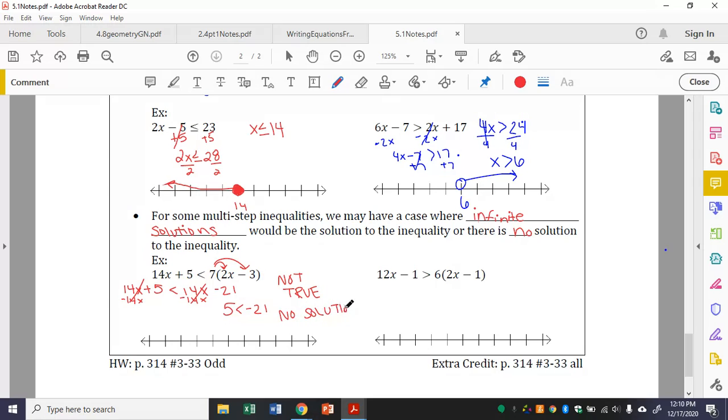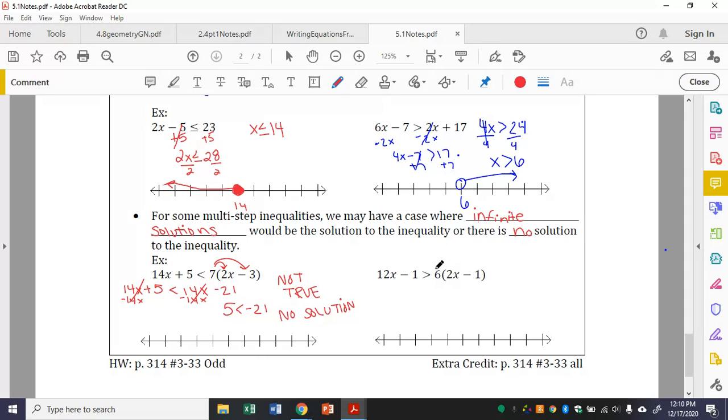Okay, so your special situations occur when your x's completely cancel, when you're trying to get them on the same side and they completely cancel and go away. Since there is no solution, and we talk about graphs representing the solution, our number line is just going to be a blank number line.